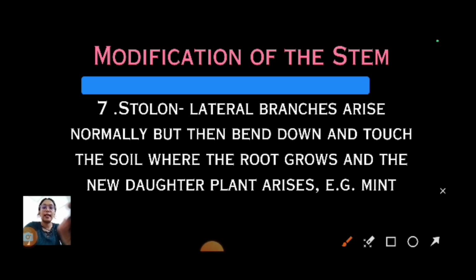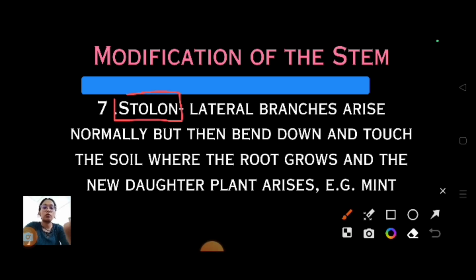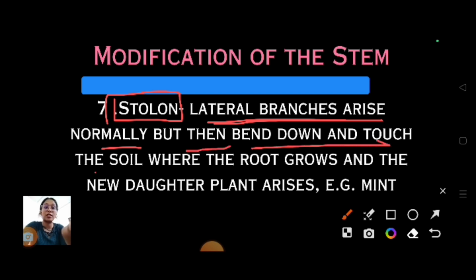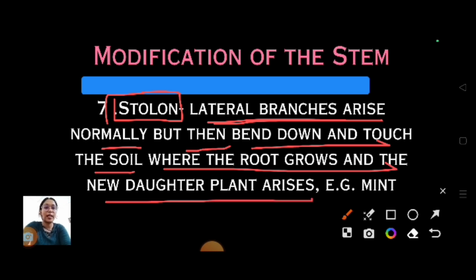Then the next one is stolon. Stolon. Okay. Lateral branches arise normally. Here also lateral branch used to arise like in the previous one. Lateral branch arises normally but then bends down and touches the soil where the roots grow and the new daughter plant arises. Okay, so can you tell me the difference?